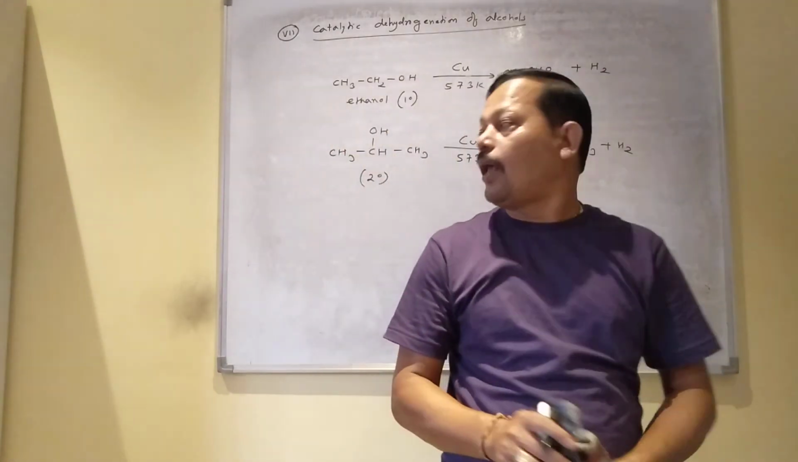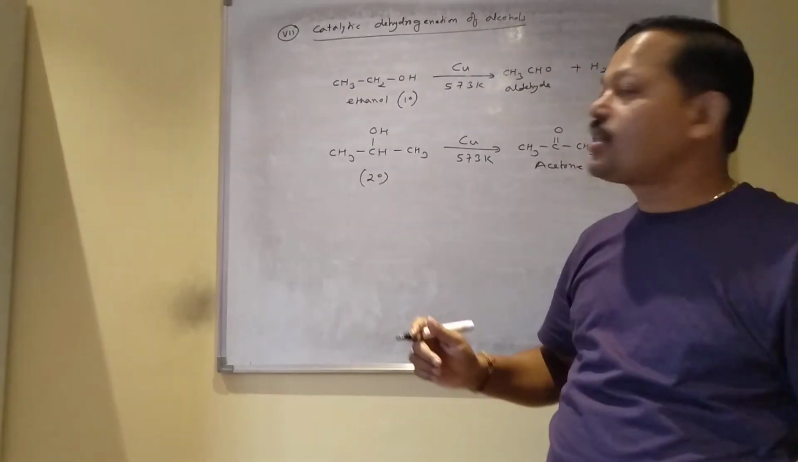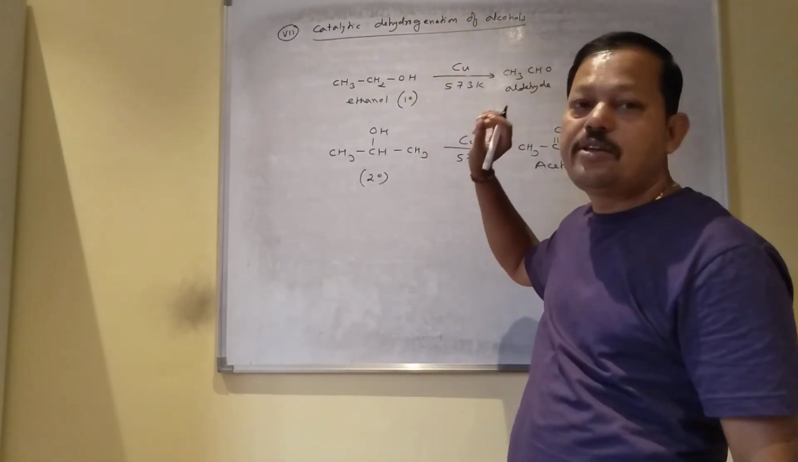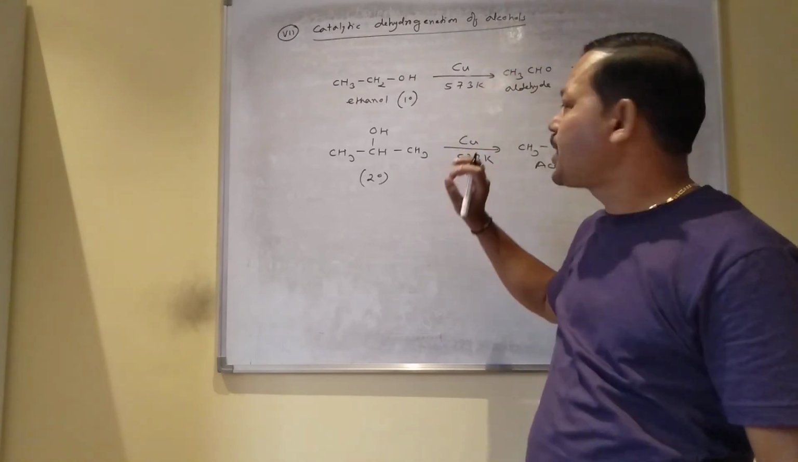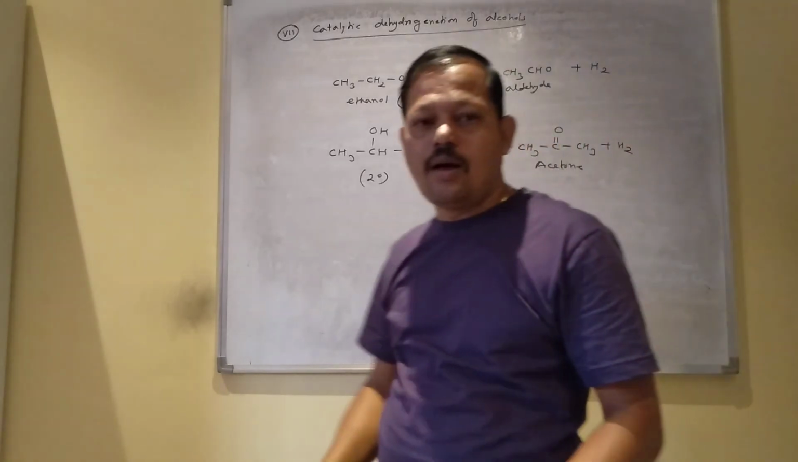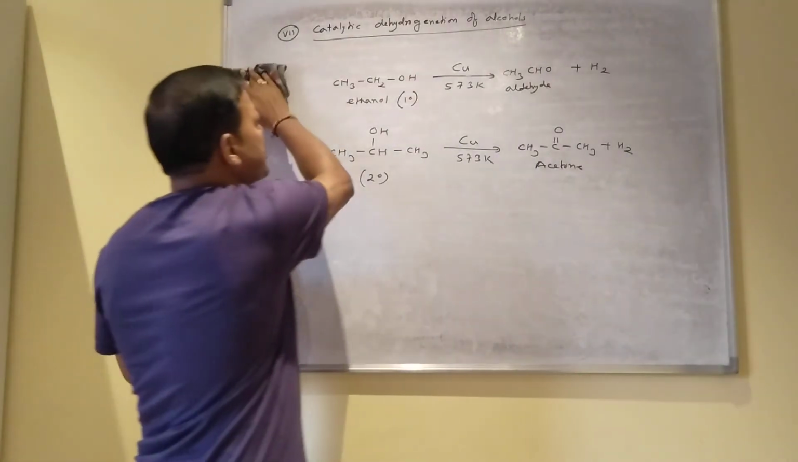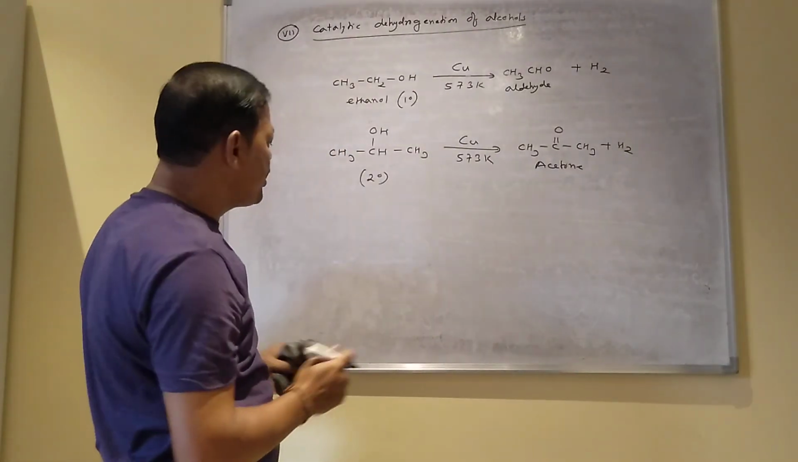It is like oxidation. The difference is that in oxidation we use an oxidizing agent, and in catalytic dehydrogenation we use a catalyst to remove the hydrogen. The products are the same in both cases. So this is about oxidation and dehydrogenation.